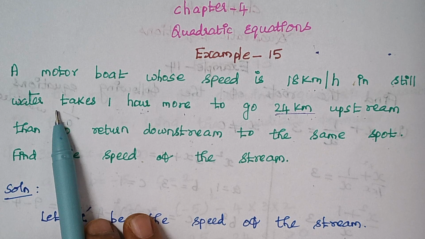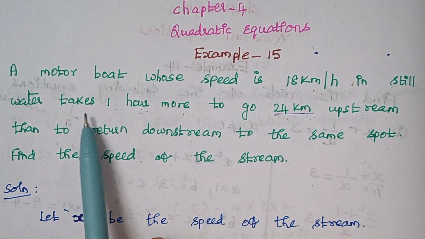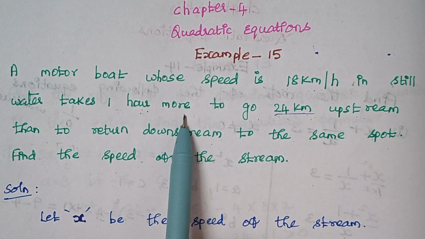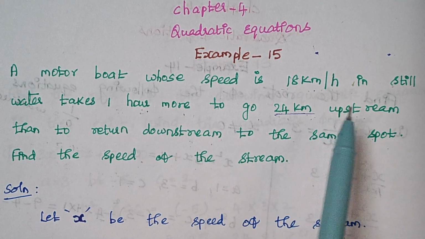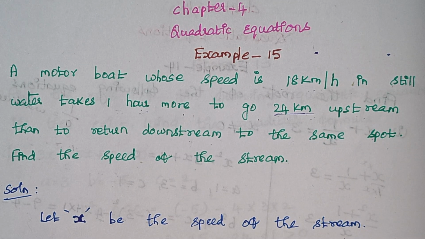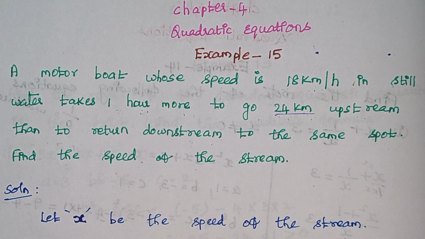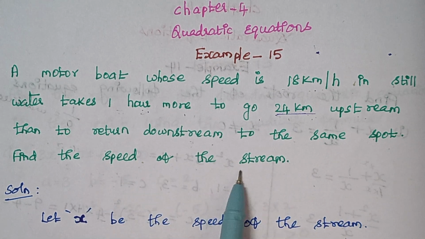So here you see the speed in still water is 18 km per hour and the boat takes 1 hour more to go 24 km upstream than to return downstream to the same spot. That is, it takes 1 hour more when it travels upstream compared to downstream. So here we need to find the speed of the stream.